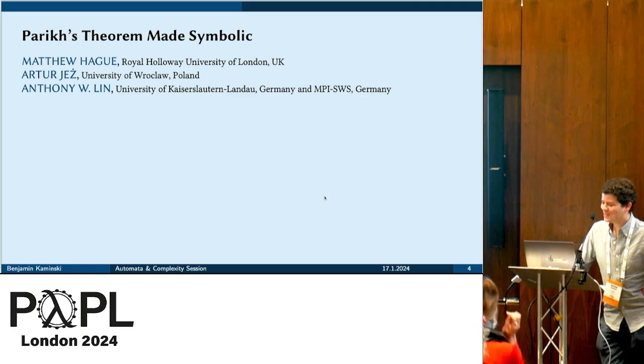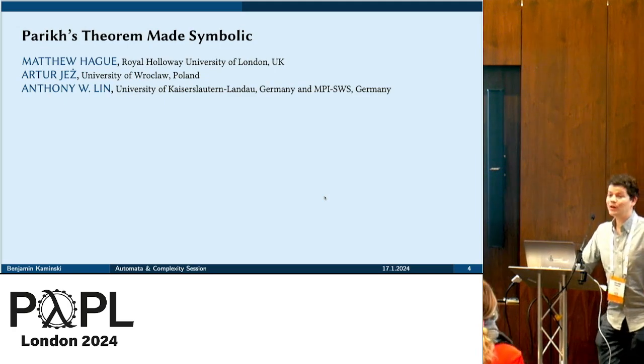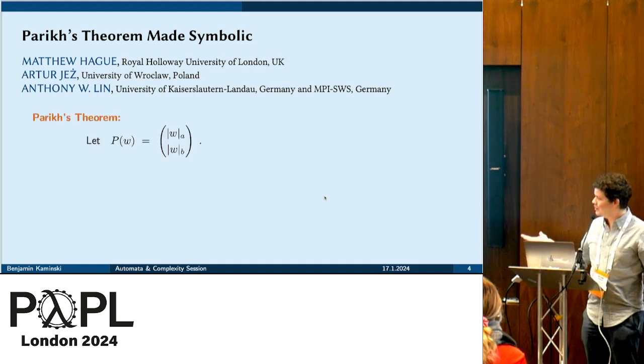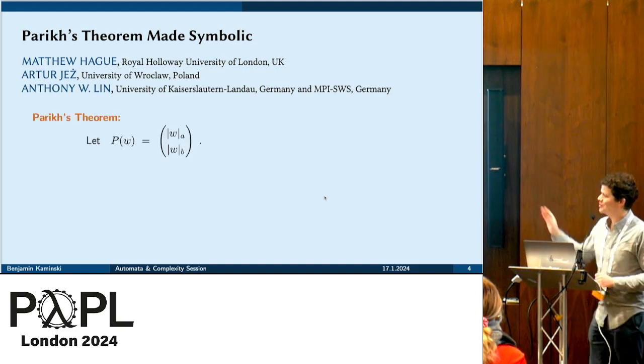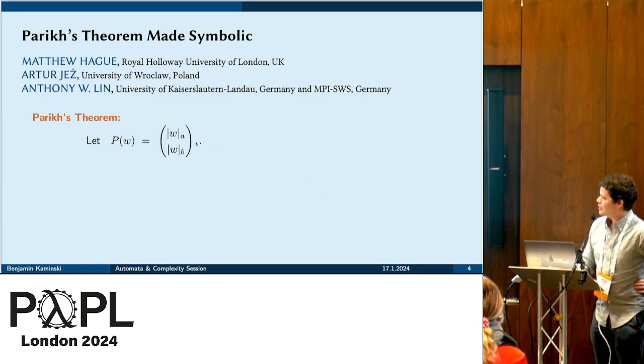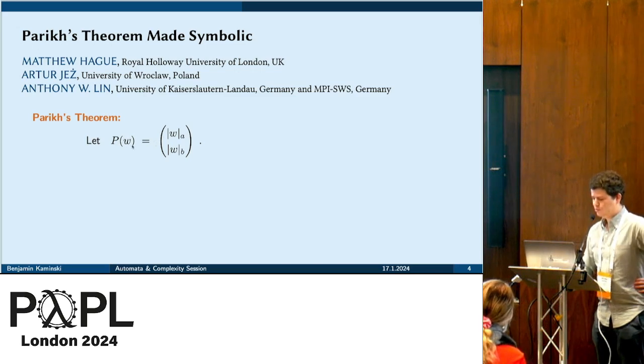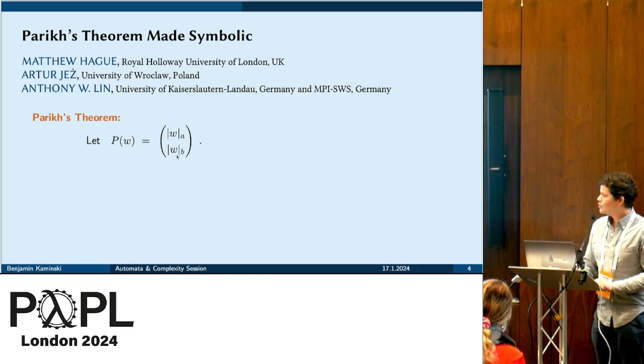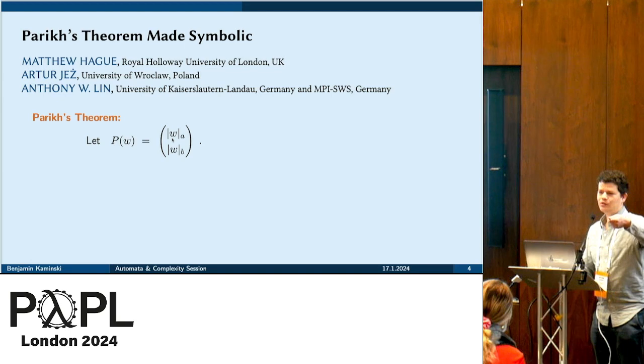Right, then for our third paper, this is about Parikh's theorem made symbolic. So what is Parikh's theorem? I don't really know much about this, so this is my personal take on the theorem. Let's say you have a word, w, and you project the word just to the number of a's and to the number of b's that occur in the word. Now, let's say you have just a binary alphabet. So what this really does is just, it takes a word and gives you a vector counting the letters that appear in the word.